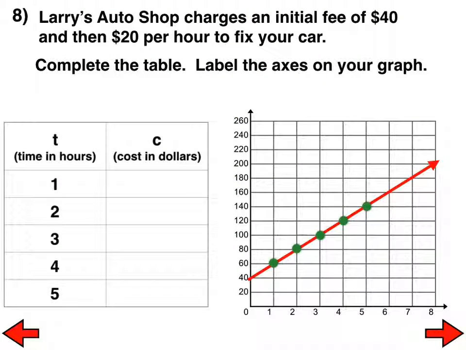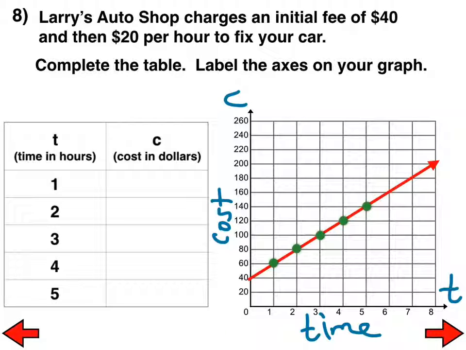All right, number 8, same thing. Larry's Auto Shop charges an initial fee of $40 and then $20 per hour. Complete the table, label the axes. So let's label the axes first. Which one is T? That one is our x, so I'm going to put that on my x-axis. T is for time, and C is my y-axis for cost.